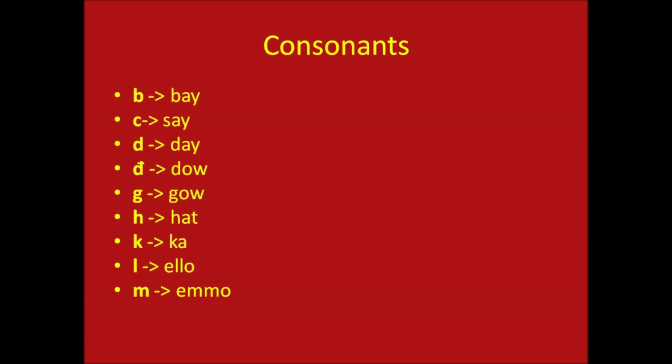We shall now have a look at the consonants in Vietnamese language. B, C, D, N, G, All these have no tone changes. H, It has a rising tone. K, L, M. All these have no tone changes. Let's review the consonants again. B, C, D, N, G, H, K, L, M.